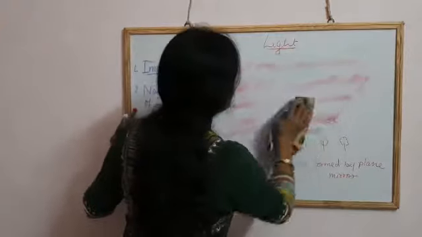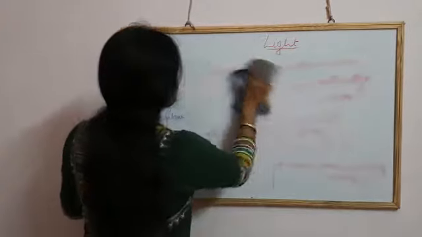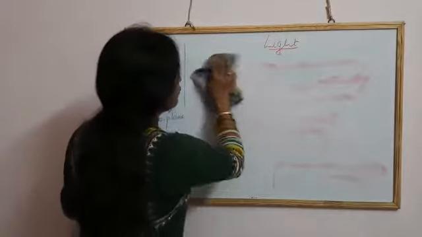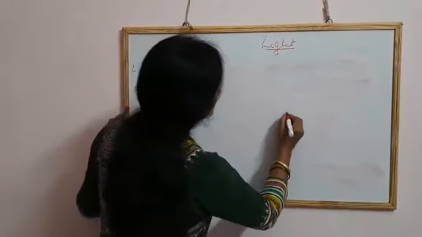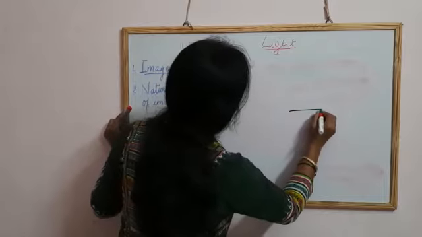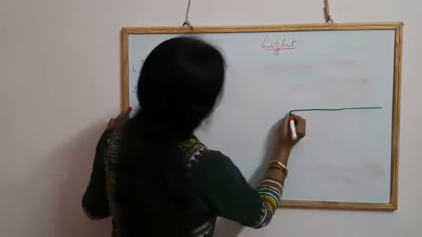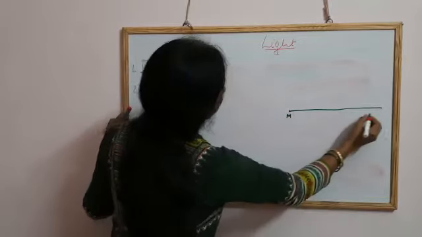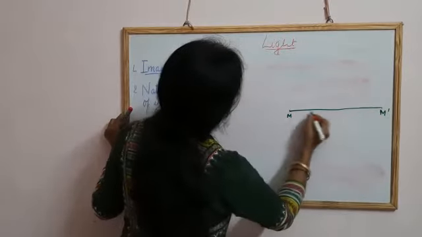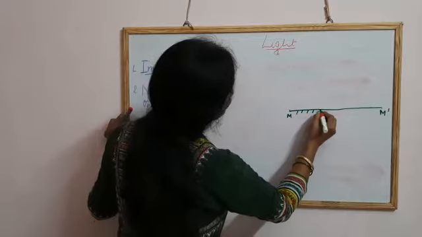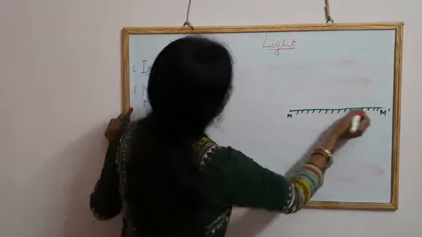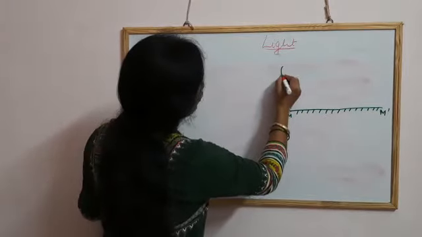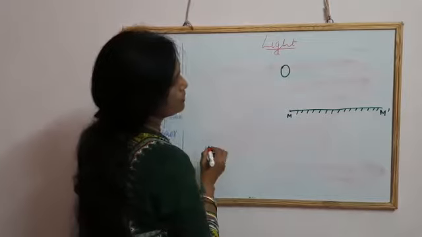Now we will study next what is the nature of an image formed by a plane mirror. So let's see how an image is formed in a plane mirror. For example, I'll draw here, this is a mirror, okay? A highly polished surface, a very good reflector, and a mirror is always polished from one side, okay? Now this is an object, okay?